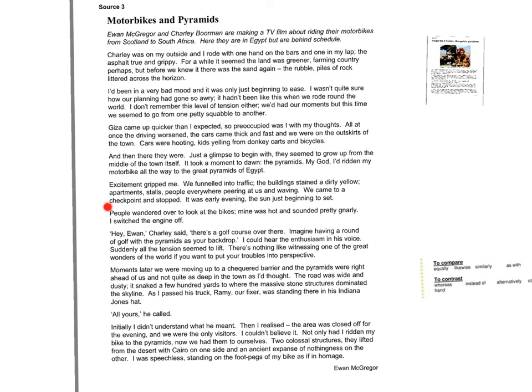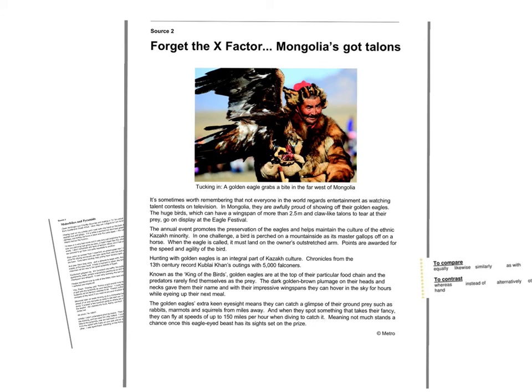Having read the rest of the extract then I'm going to ask myself to sum up what the extract's about. So to put it into simple terms, I'm going to say something like, Source 3 is about Ewan McGregor's experience of seeing the pyramids for the first time. Then in a similar way, I'm going to read Source 2 and sum up again what it's about. As Source 2 is a newspaper article, it's more informative and it's got more factual information in it. The article informs the reader all about how in Mongolia they have an annual event to show off their golden eagles.